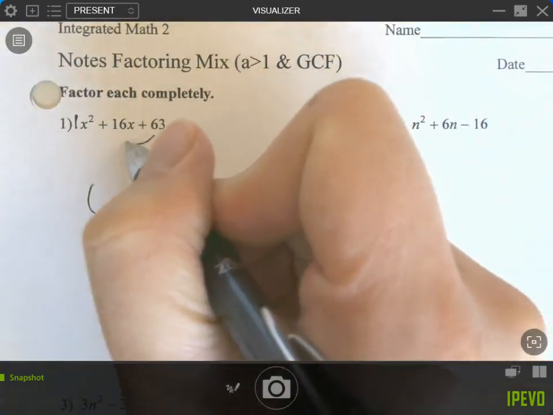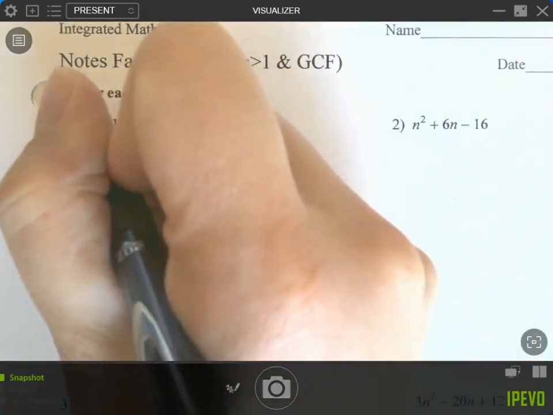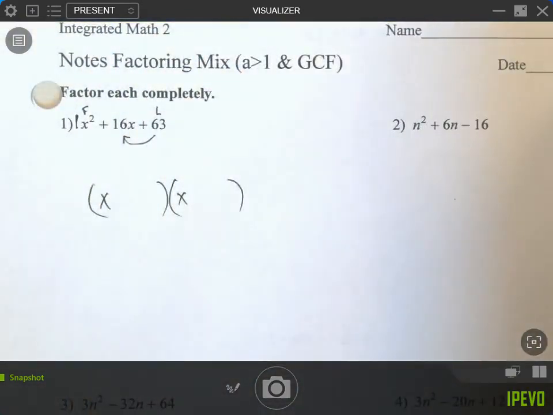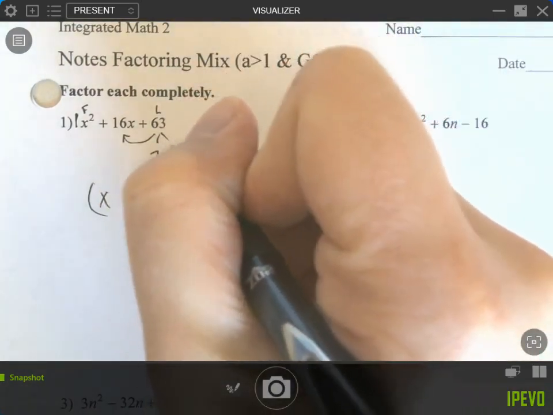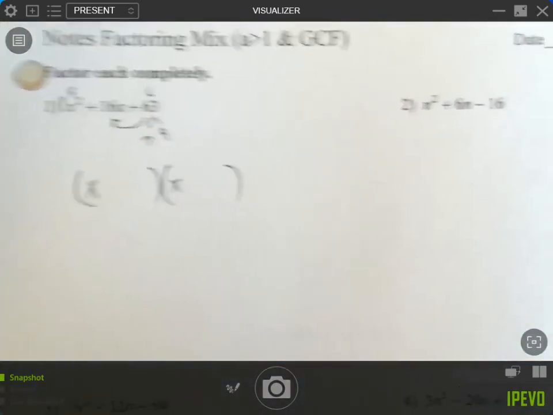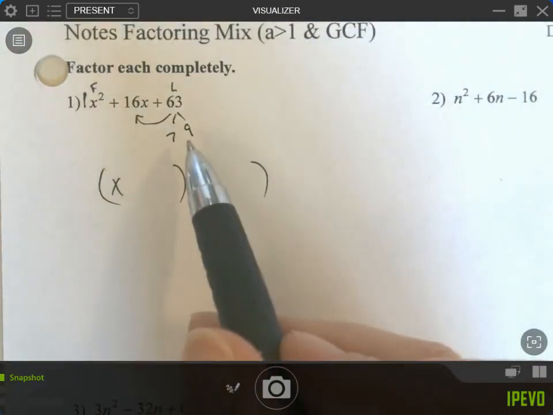The reason I say it's easier, when A is 1, the factors of 63 should add up to 16. So I'll start with x times x for my first term. What are my options for 63? 7 and 9, and I can stop there because what is 7 plus 9? It's 16. Now, if 7 and 9 didn't work, you have other options, right?